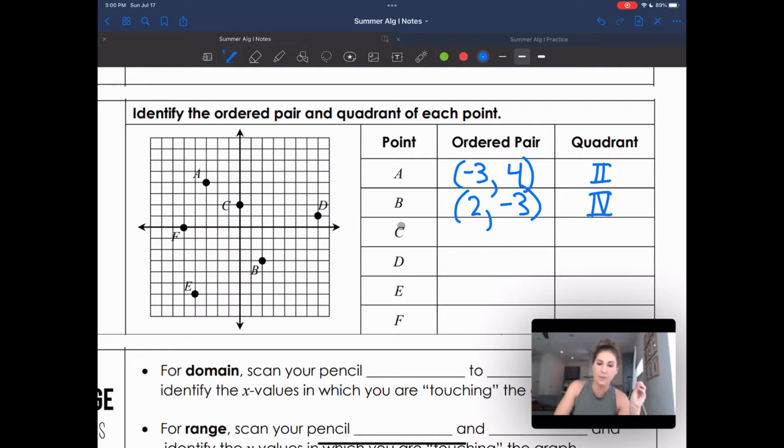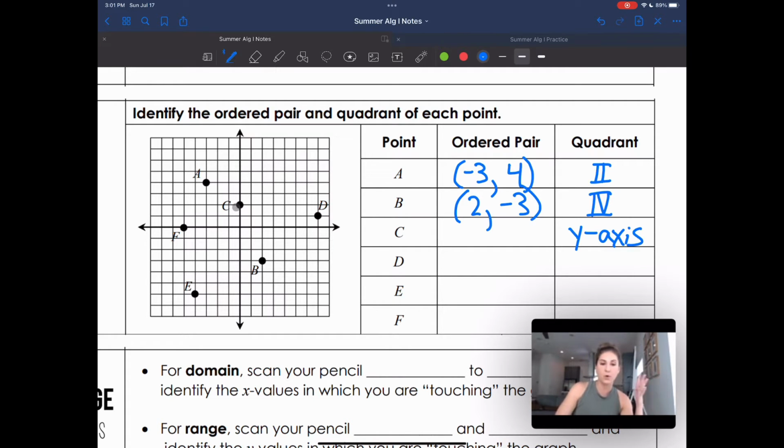Okay, good. How about C? This one's a little weird. If I ask you what quadrant is C in, well, it's not in a quadrant, right? You wouldn't list a quadrant for this one. You could say none, or you know what? I would say for now, C is on our y-axis. It's not in a quadrant, it's on the axis itself, so let's just write y-axis.